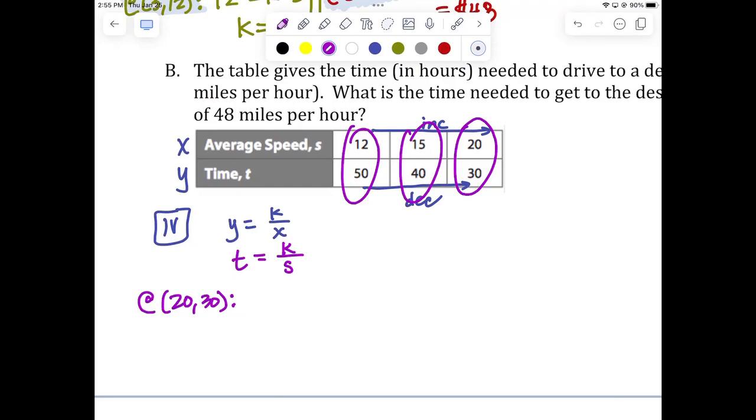So at 20, 30, I get 30. I plug it in for t, and I get k over s, which is 20. And then what math would I do to solve for k here? What would I do to both sides?